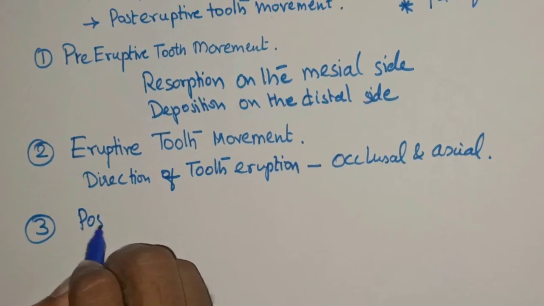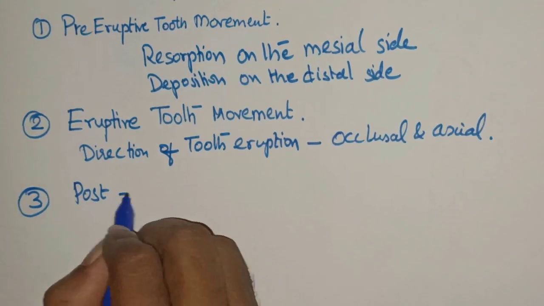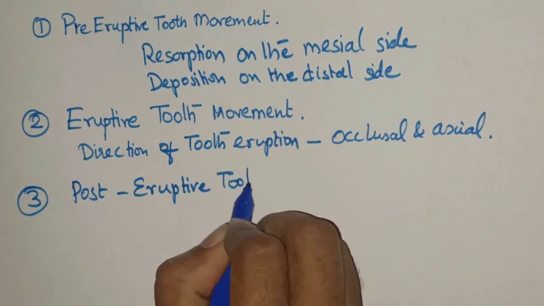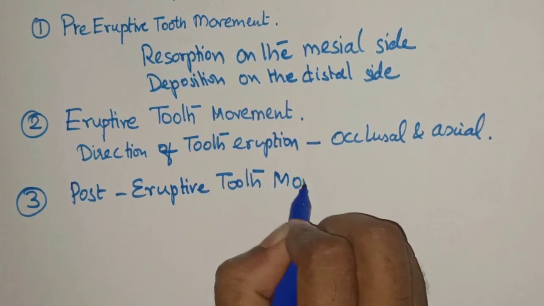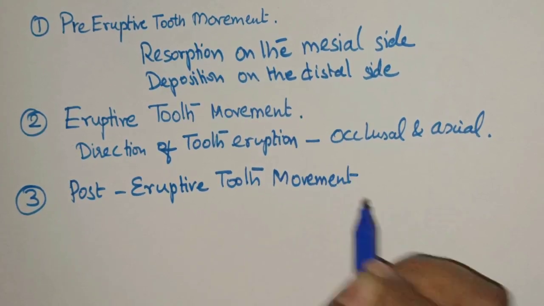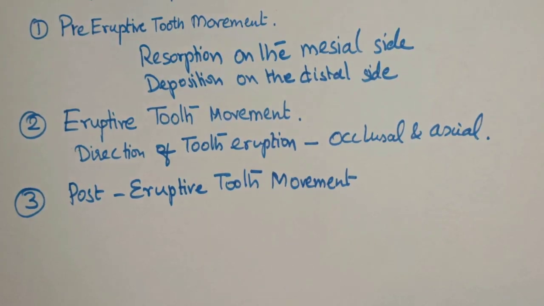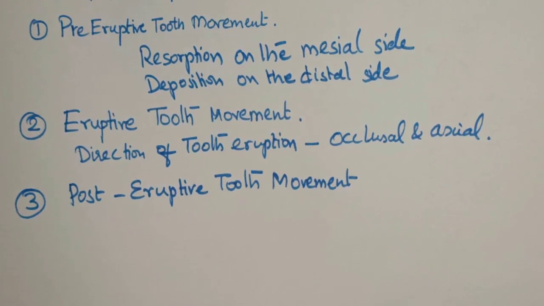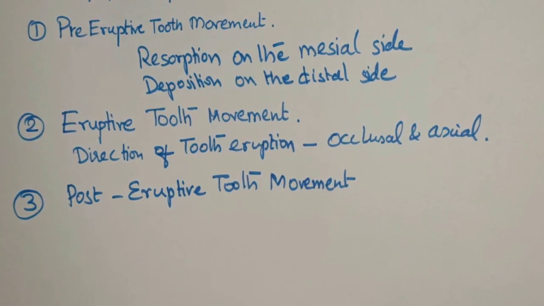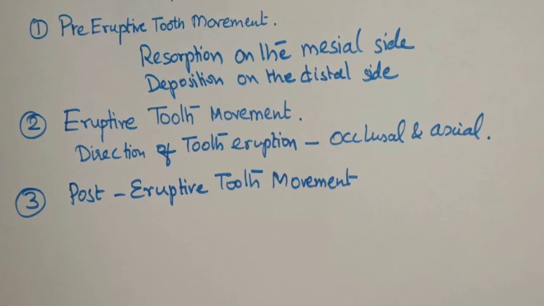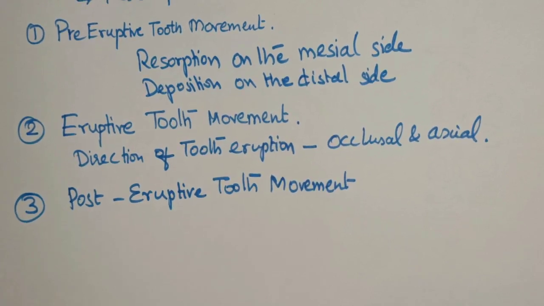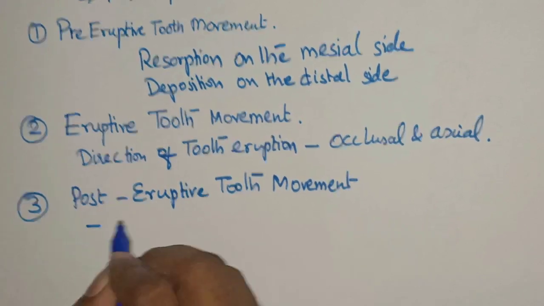And finally it is post-eruptive tooth movement. So in post-eruptive, once the tooth erupts into its functional position, it has to accommodate the growth of the jaw bones, where it gets fixed within its position. However, slight movements will always take place to accommodate occlusal and proximal wear.